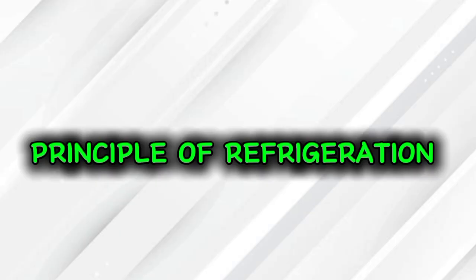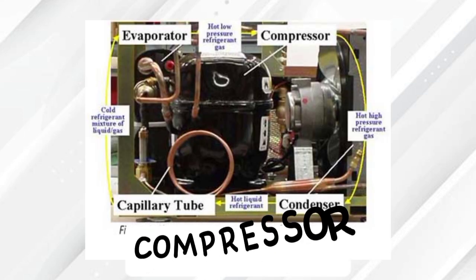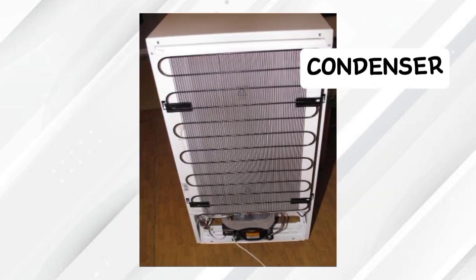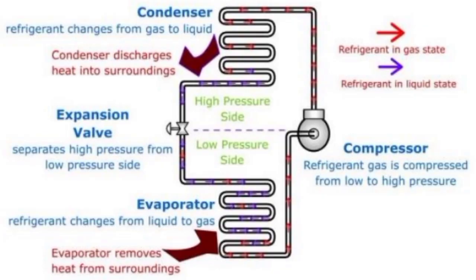Principles of refrigeration. The mechanical refrigeration system, or the vapor compression, has 4 stages taking place: the compressor, the condenser, the expansion valve, and the evaporator. It is divided into 2 pressure sides, the low pressure side and the high pressure side.